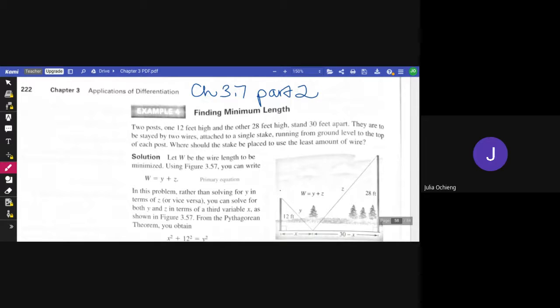So we're going to let W be the wire length. And so that means that whatever this is, we're going to call that Y, plus Z is going to be the total amount of wire. So this is my primary equation. This is primary because that's the one we want to maximize or minimize. In this case, minimize because we want the least amount of wire.